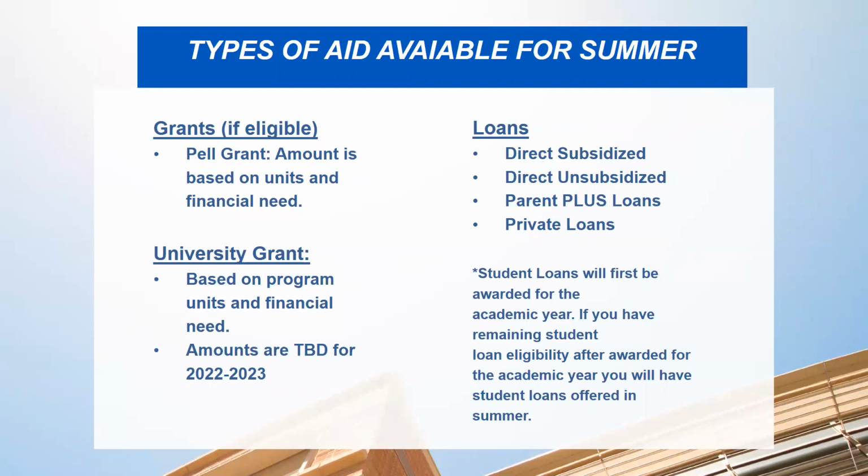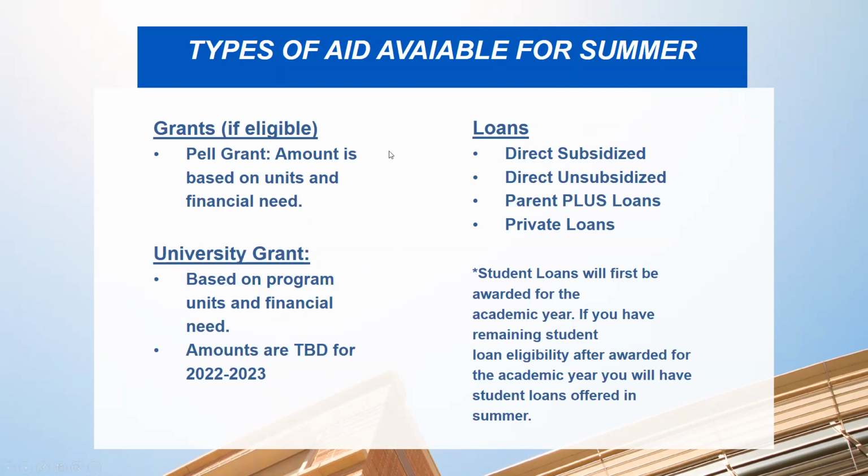So for example, if the EFC is 5,000 and the cost of attendance is 20,000, you subtract the 5,000 from the 20,000, and you get $15,000 of financial need. And then that qualifies you for need-based aid.